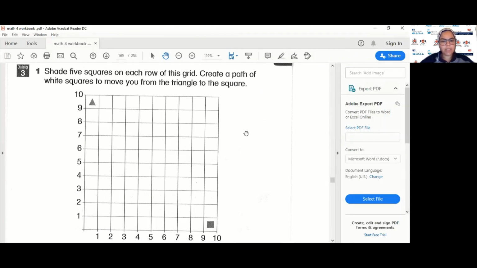In last question here, he wants you to shade 5 squares on each row of the grid. So you are going to create a path of white squares to move you from the triangle to the square. This is your own question. It means that this will vary from one student to another because he wants you to shade 5 squares in each row, okay? And then you are going to create your own path to move from the triangle to the square. I want you to do this question and show me what you're going to do.